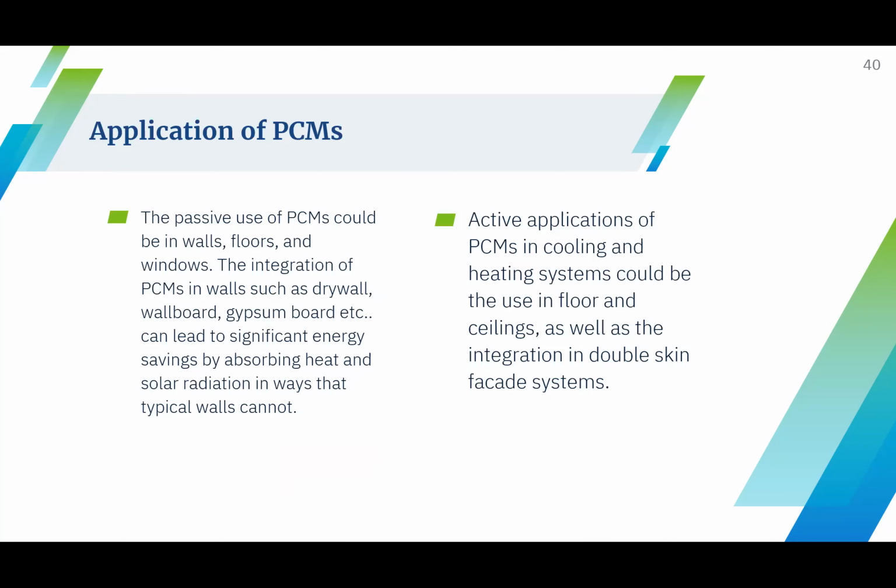Now, the use of PCMs could either be passive or active. The passive use of PCMs could be in walls, floors, and windows, and the integration of PCMs in walls such as drywall, wallboard, gypsum board, etc., can lead to significant energy saving by absorbing heat and solar radiation in ways that typical walls cannot. Active applications of PCMs in cooling and heating systems could be the use in floors and ceilings, as well as the integration in double skin facade systems.